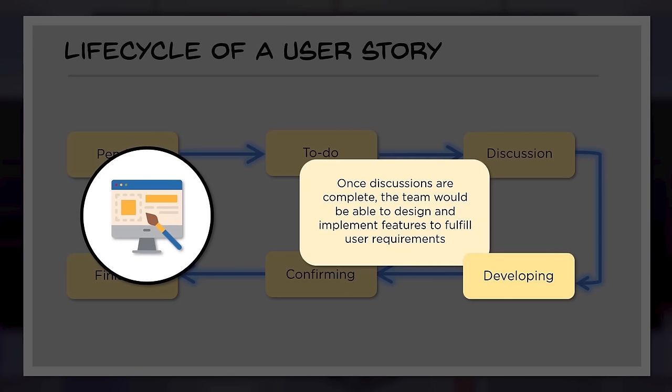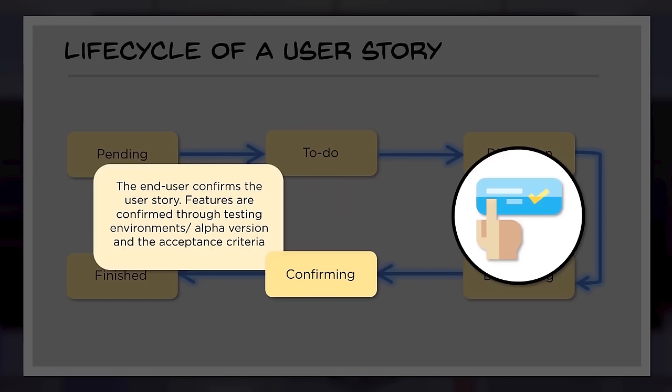So then after developing, confirming. So the end user confirms the user story, features are confirmed in testing environments, alpha versions and acceptance criteria are looked at before saying yes, it is confirmed, user is accepting. So that will happen as part of confirming, means that features or functionality, what was written in the user story, so that specific users are using it and concluding or acknowledging, yes, this is fulfilling our requirement and this is according to the acceptance criteria, what we discussed and agreed.